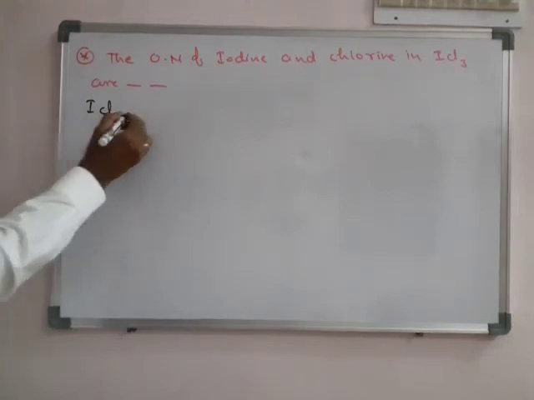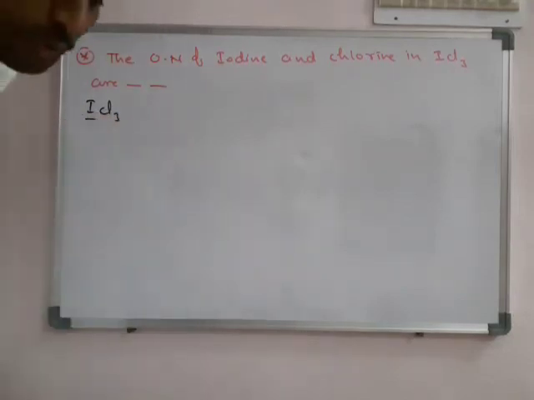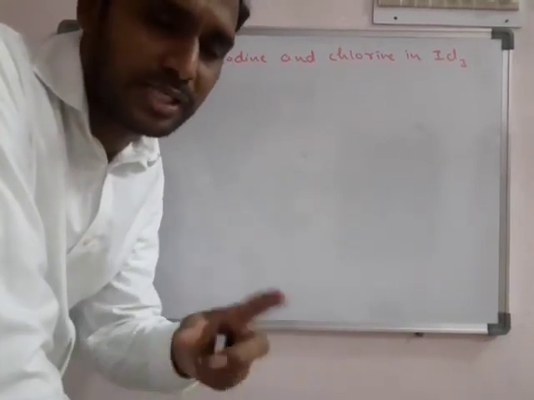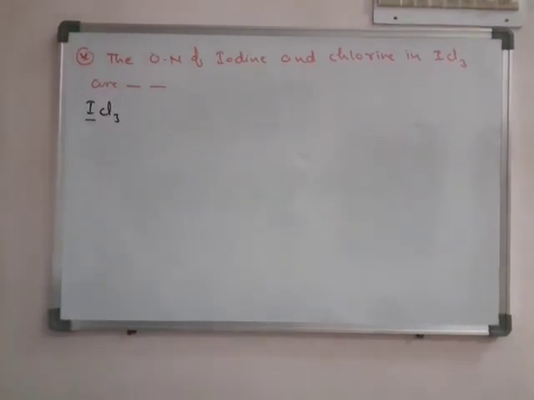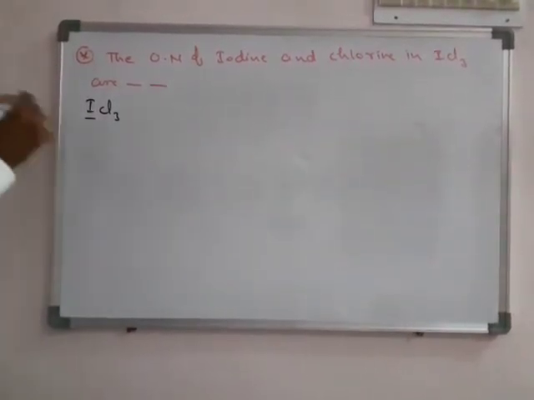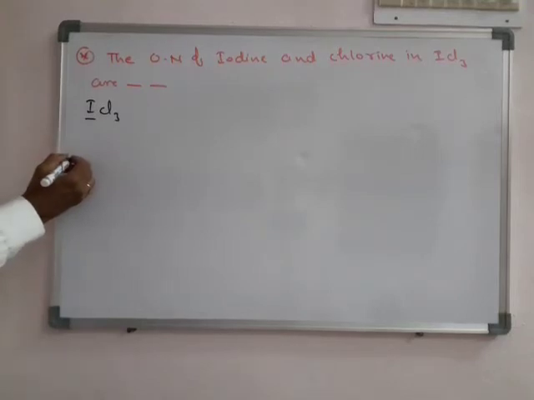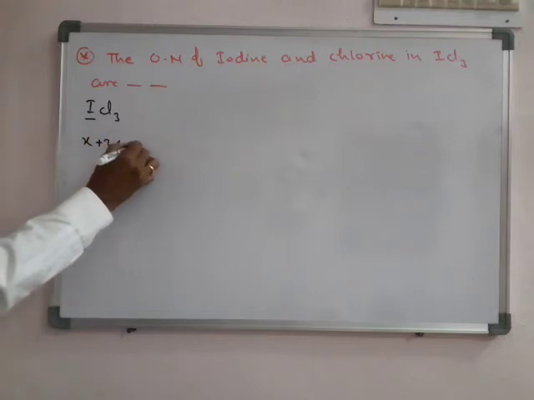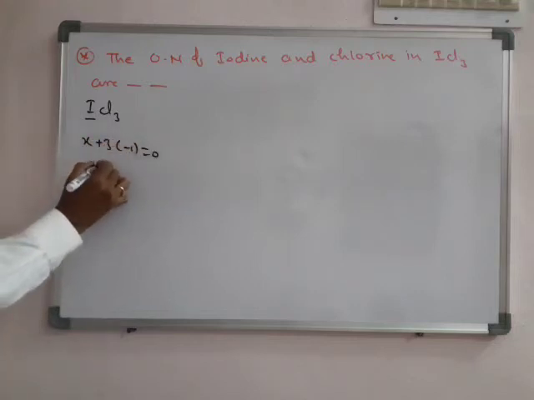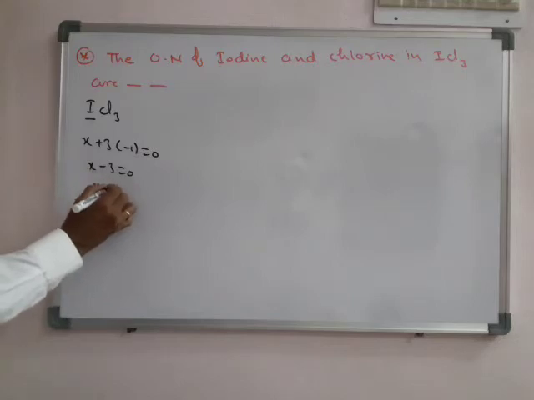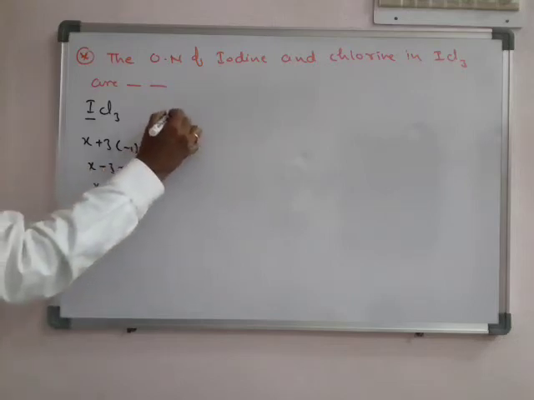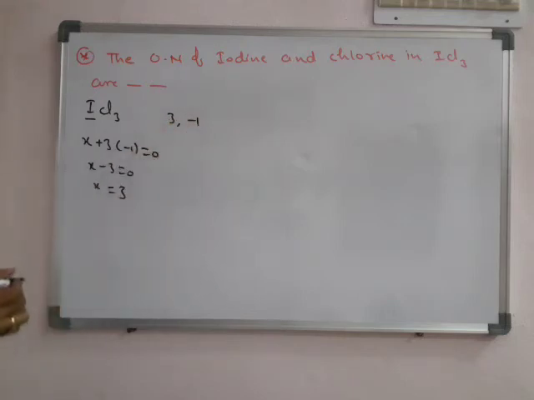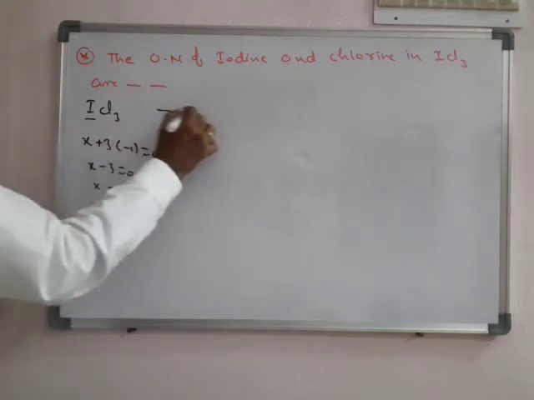So each iodine having, which is more electronegative? Actually both are electronegative elements, but Cl is more electronegative. So that's why iodine will get positive. Cl takes the electron. This means the iodine charge is +3 and the Cl oxidation state is -1. So it is +3 and -1.